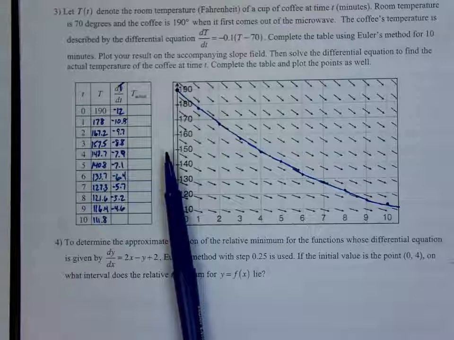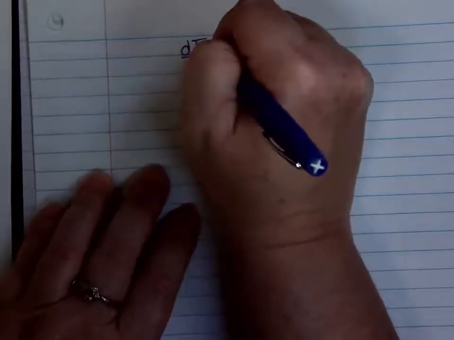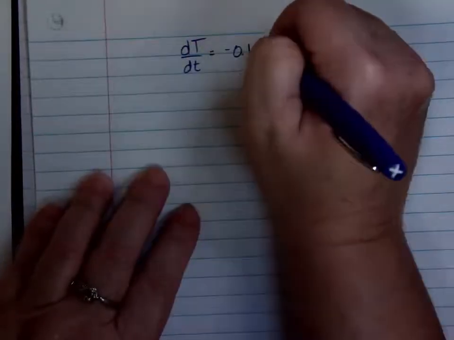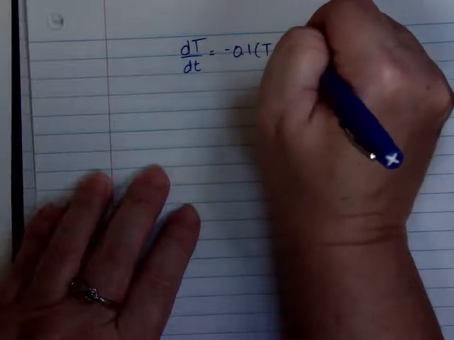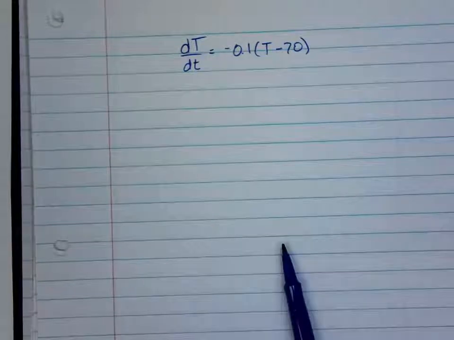Okay. Is anybody still plotting points? Okay, now please go to your notebook paper. On the notebook paper, we need to copy down that differential equation: dT over dt equals negative 0.1 times (T minus 70). We are going to review something we learned already, the separation of variables that we did last week. I'm actually going to solve this thing.